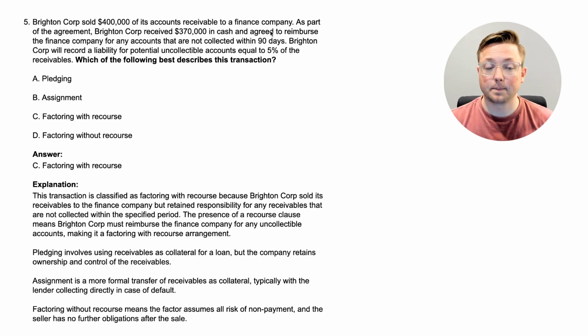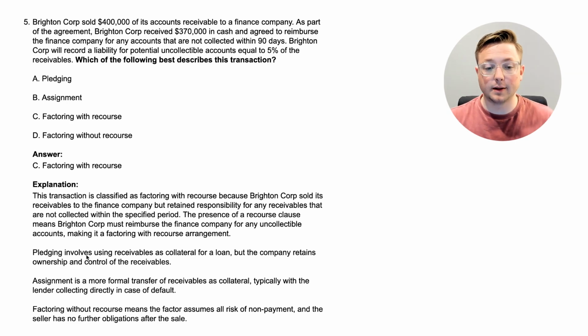Because again, Brighton Corp is the one selling. They received $370,000 in cash, so that's good, but they agreed to reimburse the finance company for any accounts that are not collected within 90 days. If this was without recourse, the financing company would be the one responsible for those uncollectible accounts. But since this is with recourse, the finance company can come back to them within this 90-day time frame and say, hey, these weren't collected, so you need to reimburse us, give us the money back in some way. So that is the idea behind with recourse factoring.